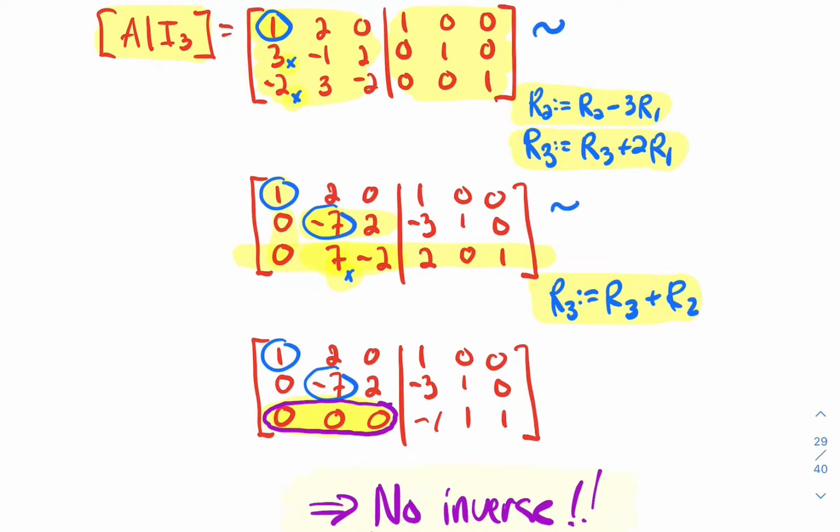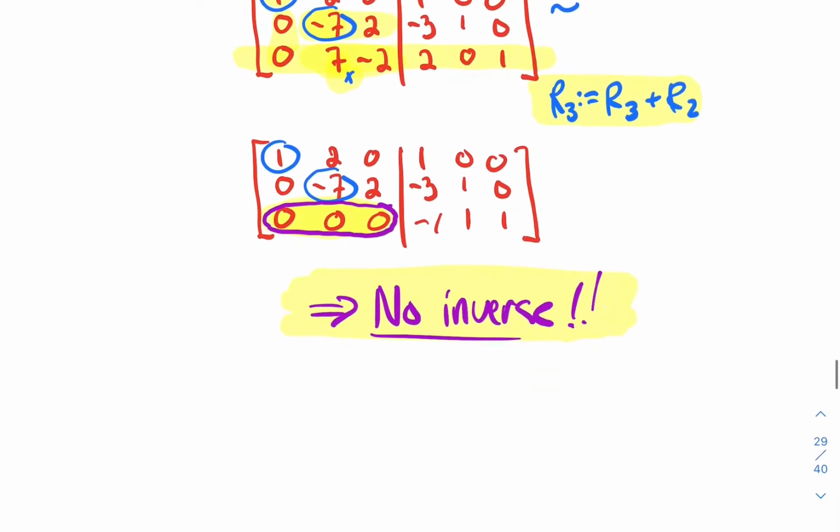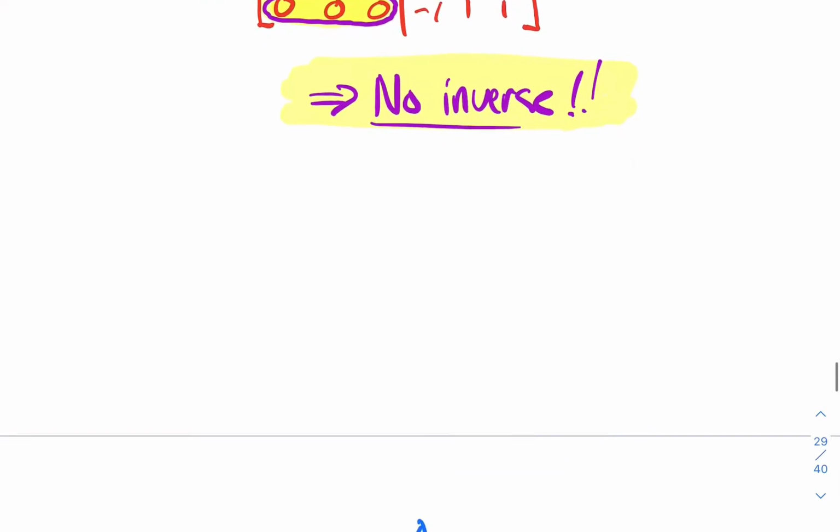So here you can stop. There's no inverse. If you get a row of zeros on the left-hand side, no inverse. Or if you took the time to compute the determinant and you get 0, no inverse. You don't need to do any elimination to check that. So it's up to you, pick your poison. But normally when we're asking you to compute the inverse, there is an inverse.